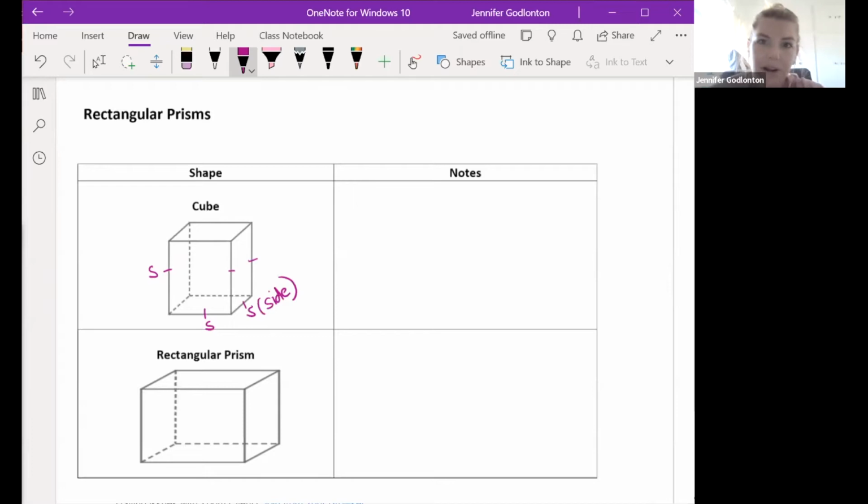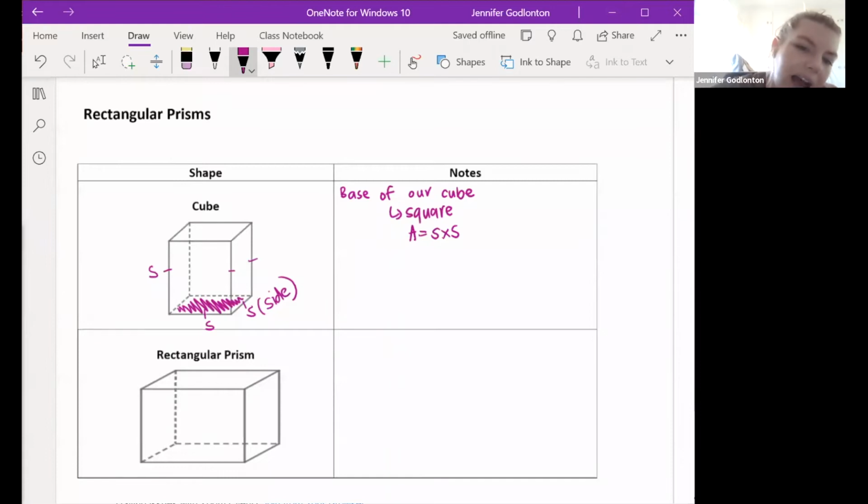So exactly what Marcus is saying over there. If we wanted to work out the base of that shape, I'm just going to write some notes over here. The base of our cube is a square. And if we wanted to work out the area of a square, we know that the area of a square is side times side, or side squared. And our height over here, that's our height, is also an S.